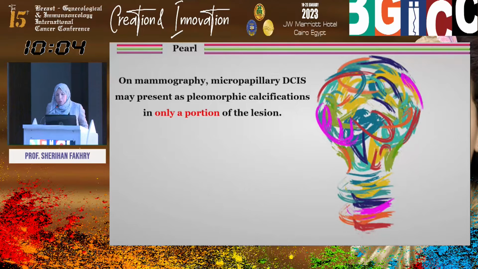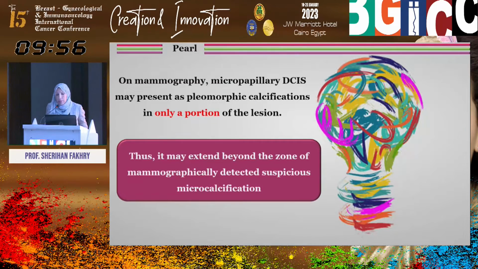So on mammography, the micropapillary DCIS may present as pleomorphic calcification in only a portion of the lesion. That's why it's very important. It may extend beyond the zone of the mammographically detected suspicious microcalcification, and this can explain the difficulty in obtaining clear surgical margin.